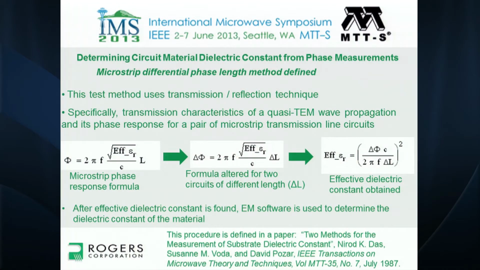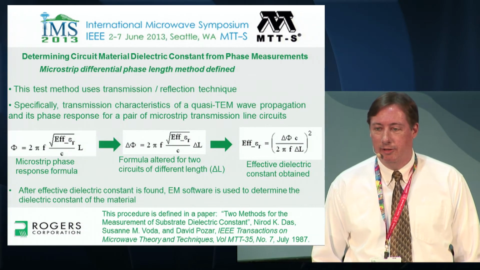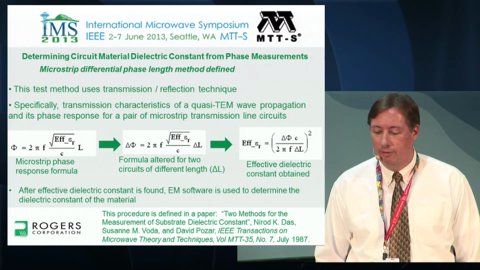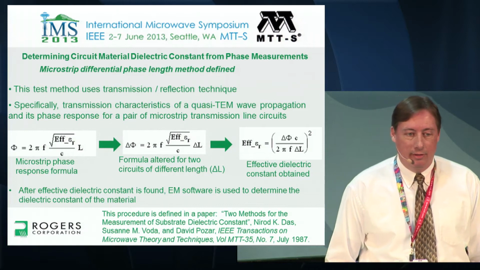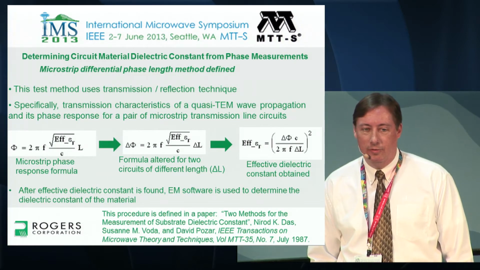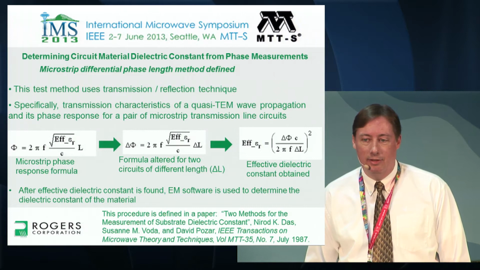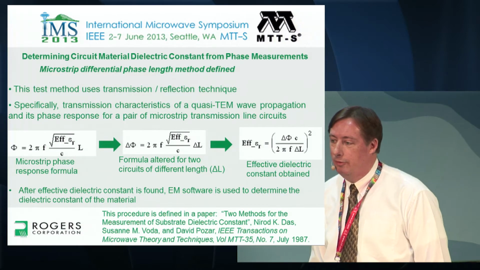The test method here, the differential phase length method, is really a transmission reflection technique. And there are a lot of different test methods out there to characterize microwave materials. Most of these are generally resonator type test methods or perturbation resonators, something like that. The reason that we were interested in this particular test method, being a transmission reflection technique, is that you really can get out of it a decay versus frequency curve. So you can get a dielectric constant response over a wide frequency range.